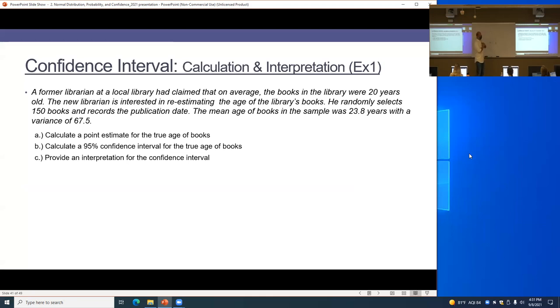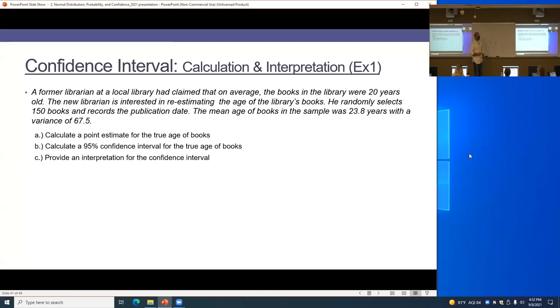All right, so let's think about this. A former librarian at a local library claimed that on average, books in the library are 20 years old. A new librarian comes in, the young guy or woman, and she's going to shake things up. What they're interested in is re-estimating the age of books in the library. I'm not sure, maybe they have too much time on their hands. I don't know. But this is what they're doing.